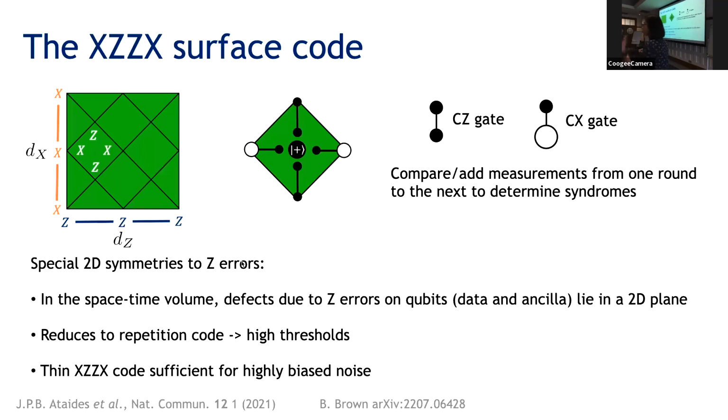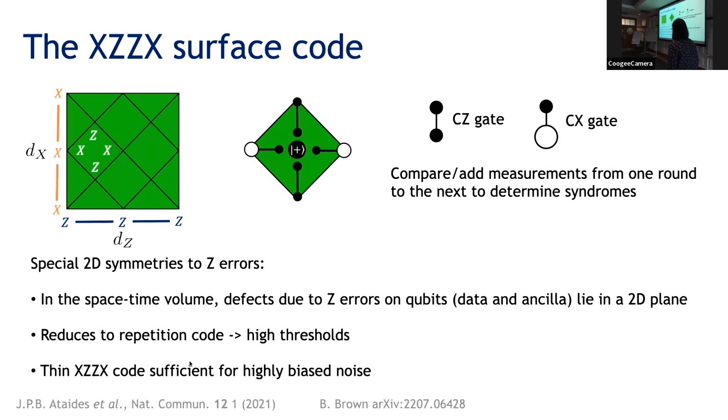If you don't know what minimum weight perfect matching is, then you can think about this 2D decoding graph as the decoding graph that is generated when you have a quantum repetition code. And a repetition code has really high thresholds, and therefore, if you have high bias, you have more Z errors than X and Y errors, then you get a high threshold with the XZZX code.